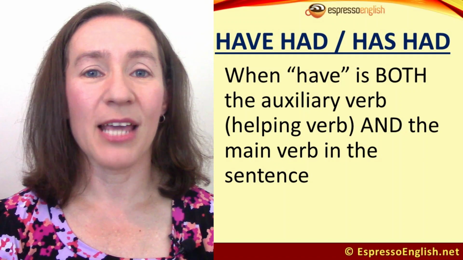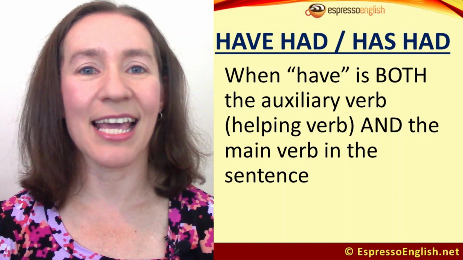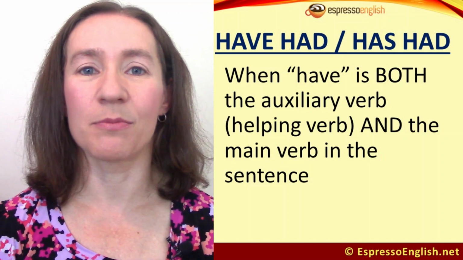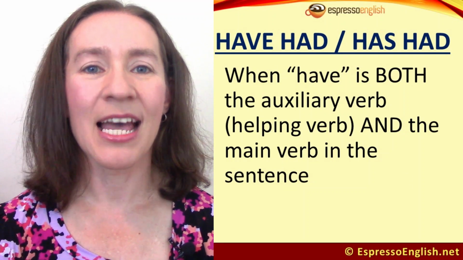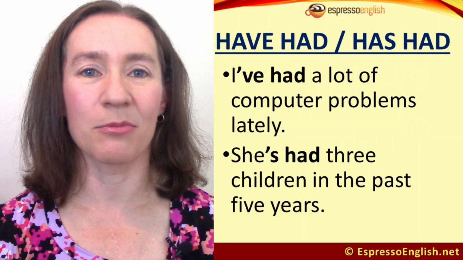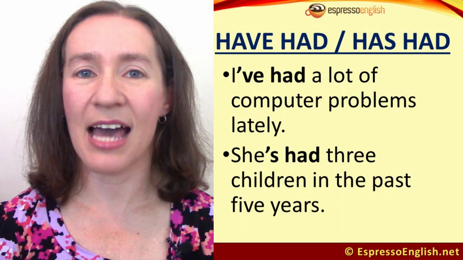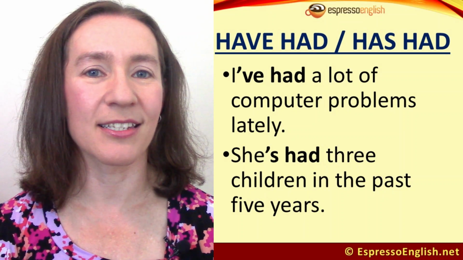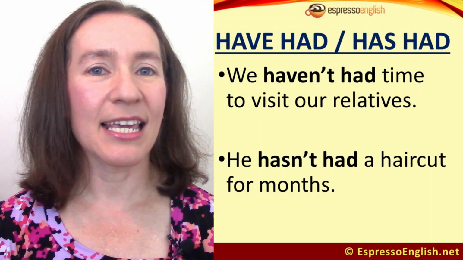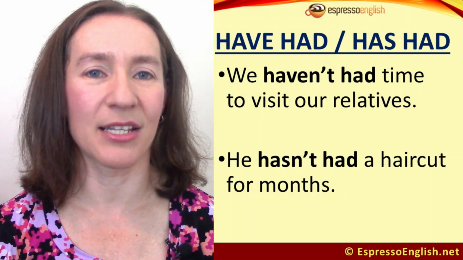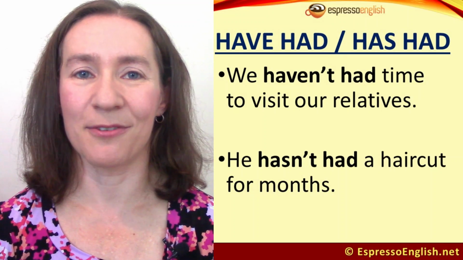Since in the present perfect we have a helping verb and a main verb, it is possible to say have had and has had when have is both the helping verb and the main verb in the sentence. For example, I've had a lot of computer problems lately. She's had, or she has had, 3 children in the past 5 years. We haven't had time to visit our relatives. He hasn't had a haircut for months. Again, in those sentences, have is both the helping verb and the main verb.